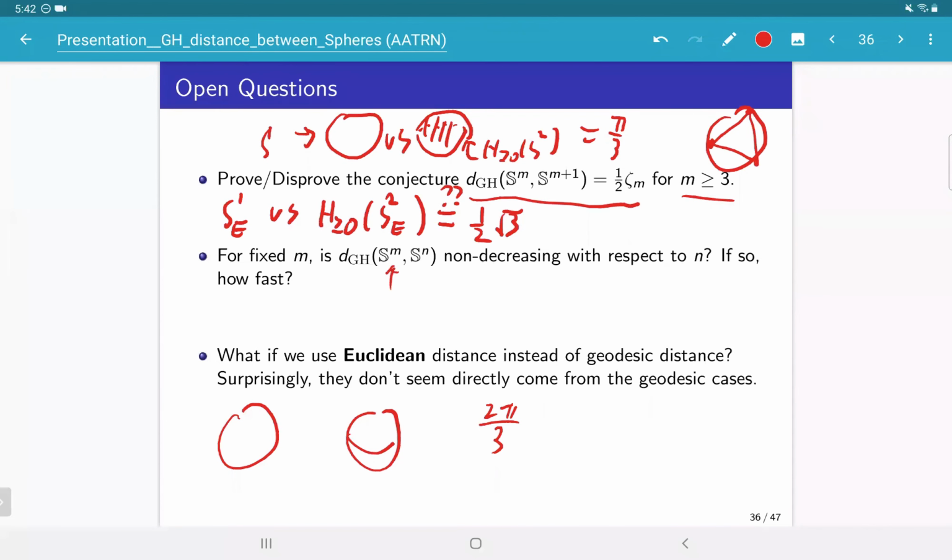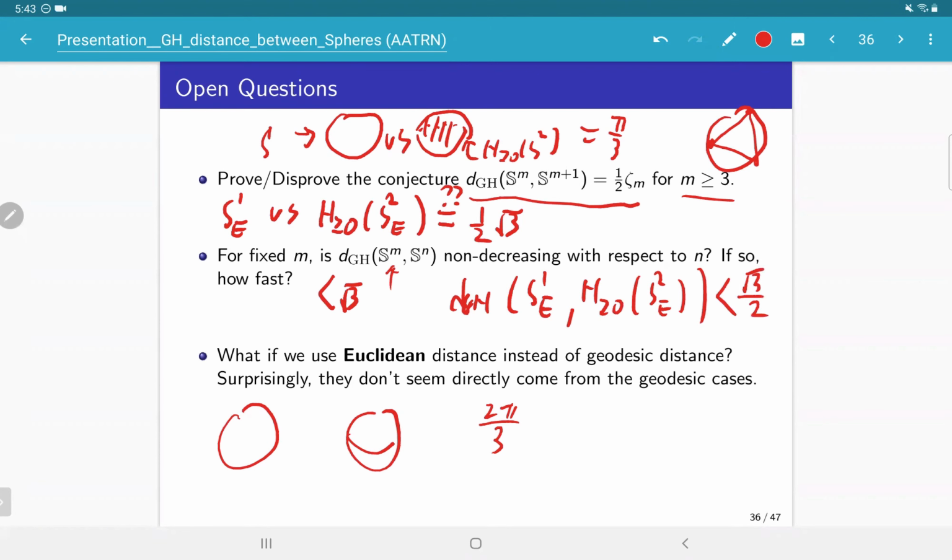But we were able to prove there is a correspondence between the two of them having distortion strictly less than square root of 3. Therefore, it implies that the Gromov-Hausdorff distance between S1 and the upper hemisphere of S2 with Euclidean distance is less than 1 over 2 times the distance between two vertices, which we didn't expect. So yeah, it seems it's more complicated than we expected.